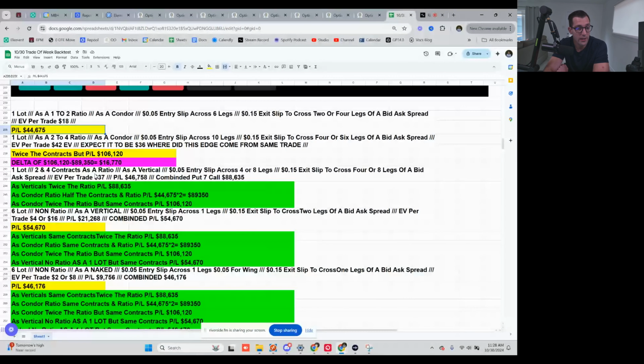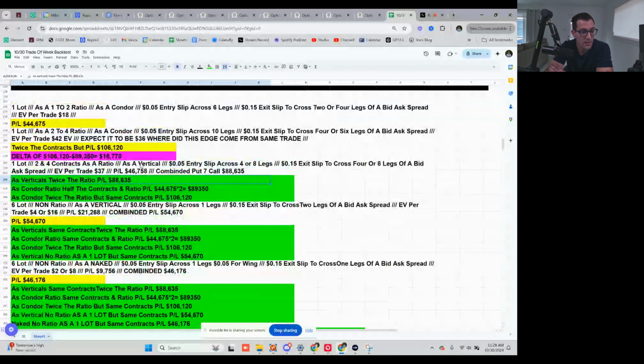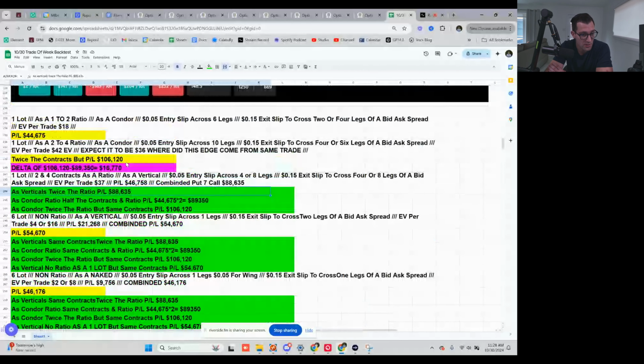Now, if we look at the next one, which is a one lot of a 2-to-4 ratio, but as a vertical this time, so we're testing the entry slippage just on the put side and just on the call side, but still in a ratio of 2 contracts and 4 contracts, we now have an $88,000 P&L. So you can see here, we're still missing out on that 106, but we're much more accurate to this 44 because we're spreading the risk out evenly.